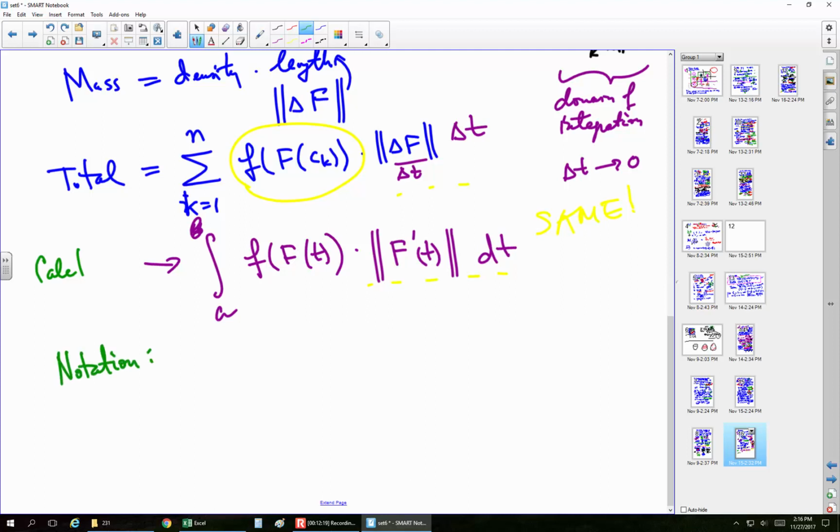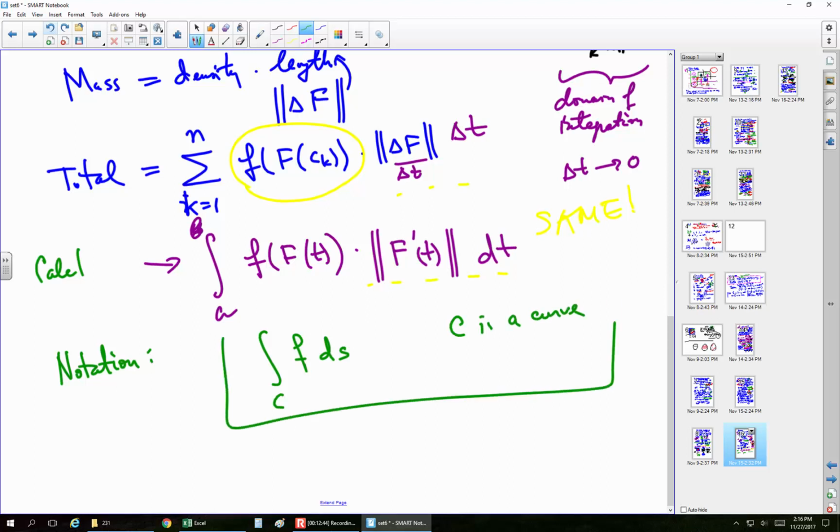And the notation is integral over C of f ds. Okay. So C is a curve, or it is the path of, well, let's just say it's a curve. So this is actually a starting point rather than the end point of the whole thing.